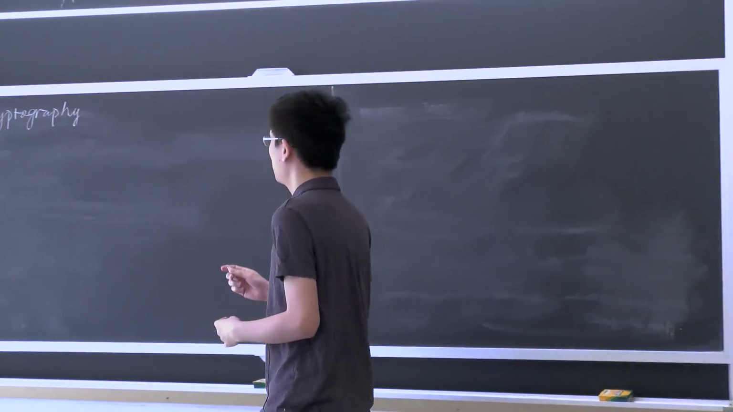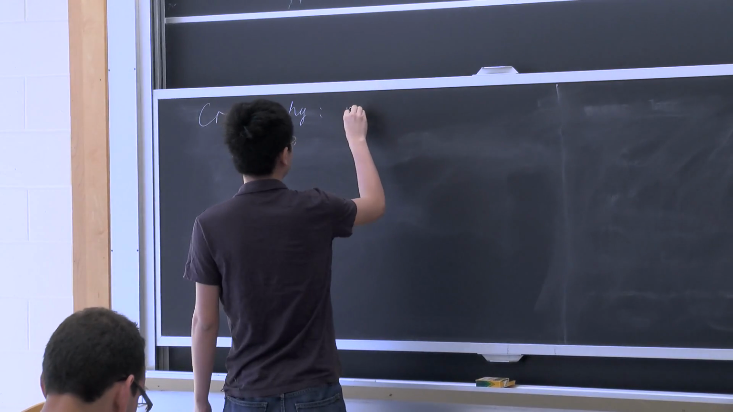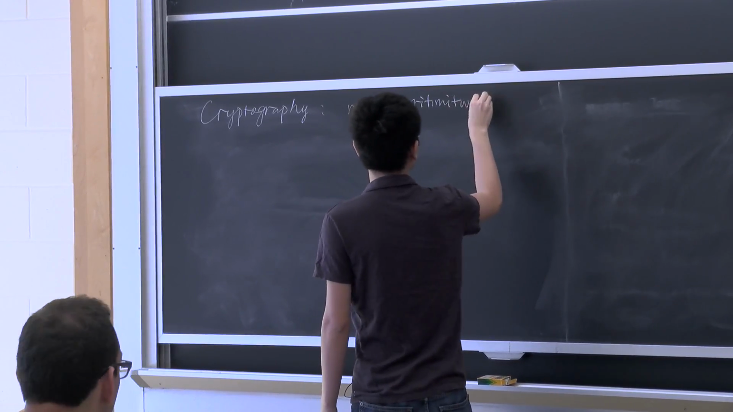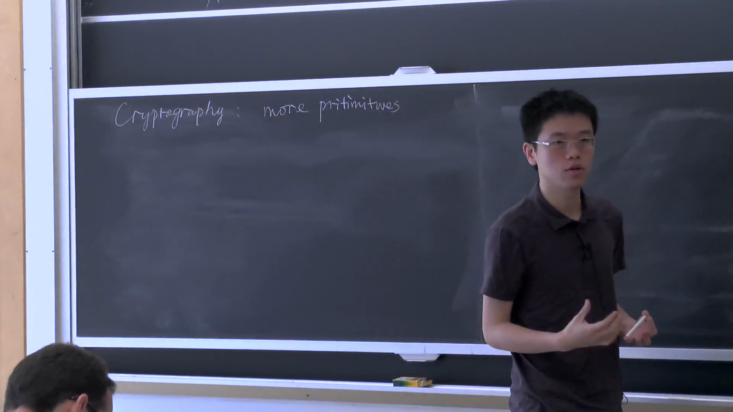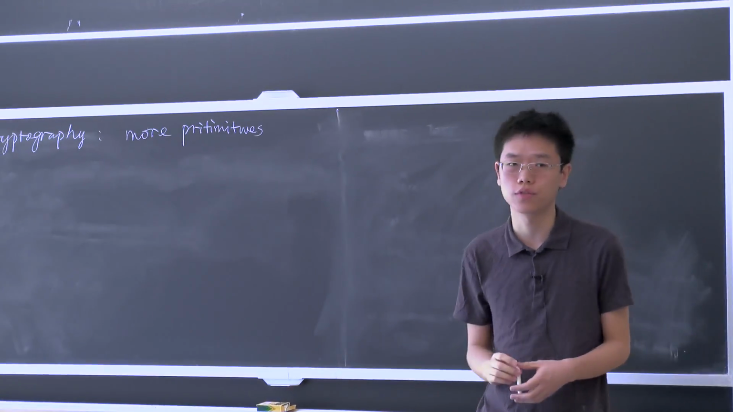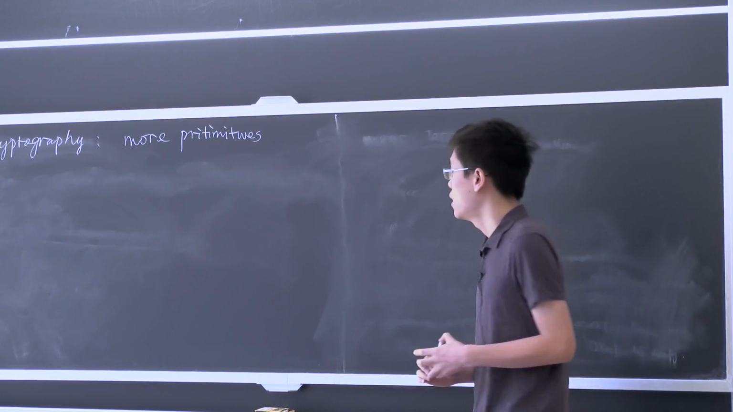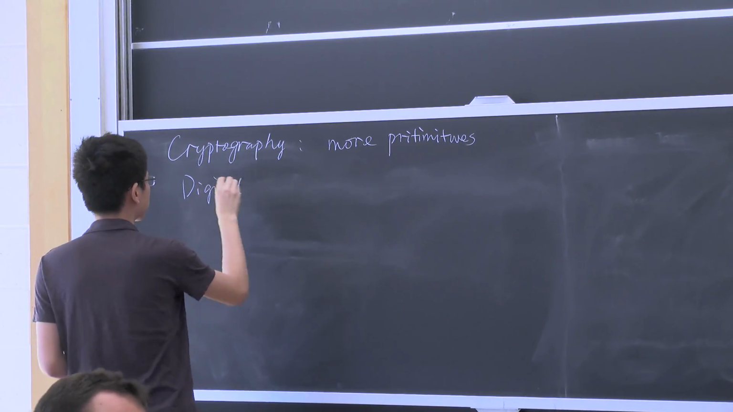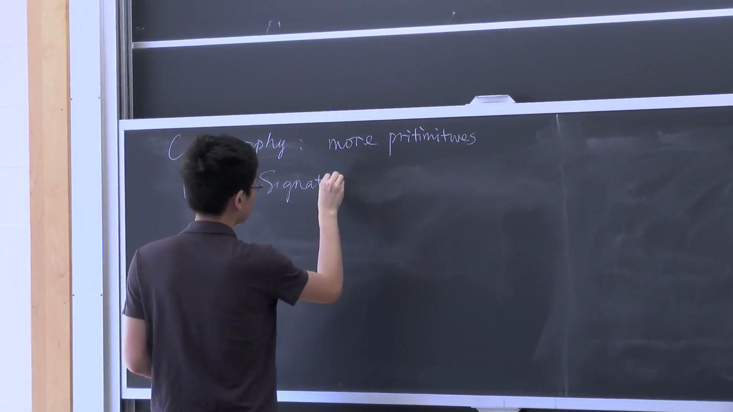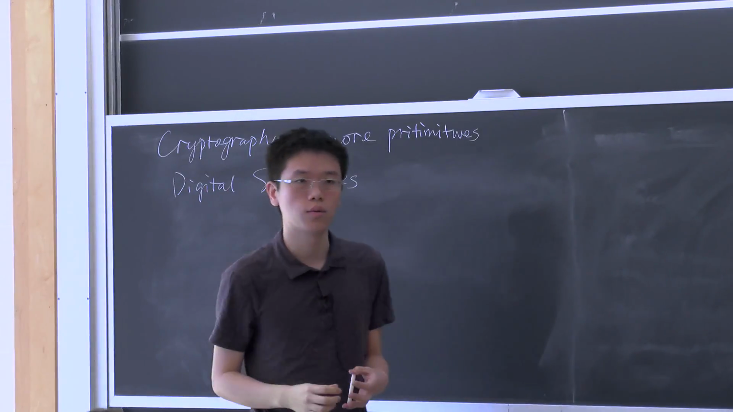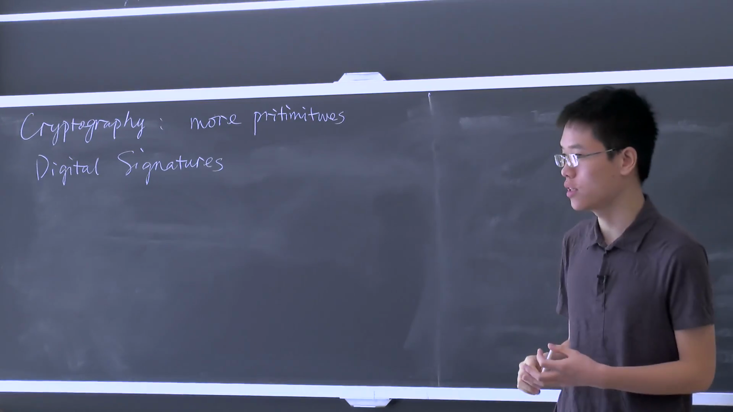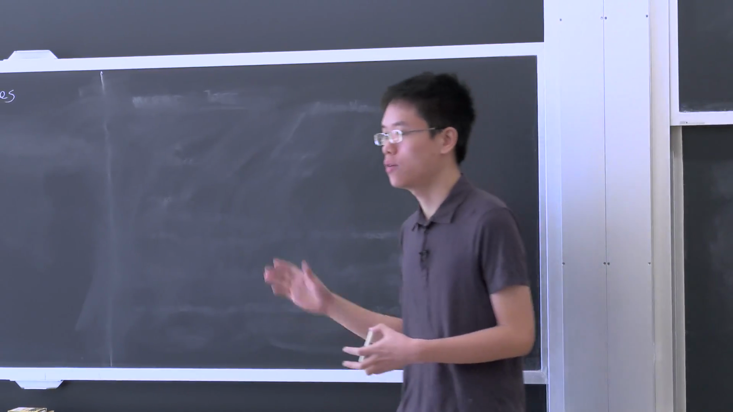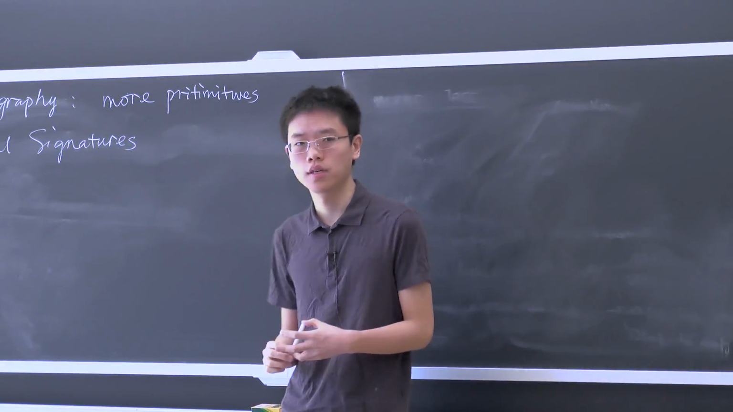So this recitation is about more primitives. We'll introduce several more primitives that may be useful to your future work or study. The first one is digital signature. We have briefly mentioned digital signatures in the lecture, but mainly as an application of hash. Now I'm going to introduce it as a standalone primitive.